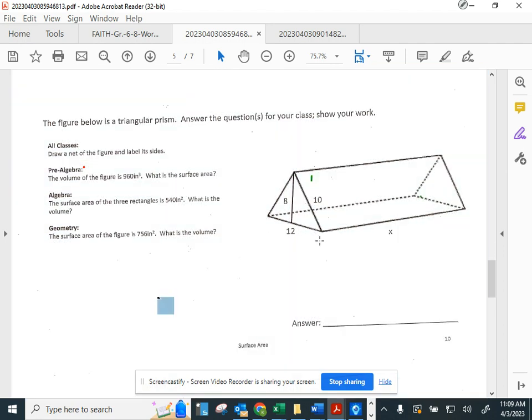All right. In our last math packets, we've been having a hard time with nets. People aren't understanding how to create those nets. So for math 6, all we have to do is make a net of our triangular prism and label it. So we're going to open it up and lay it flat. What do you think that's going to look like?